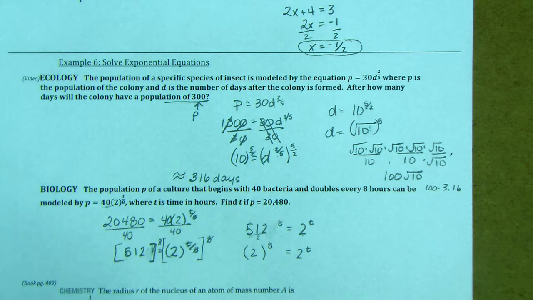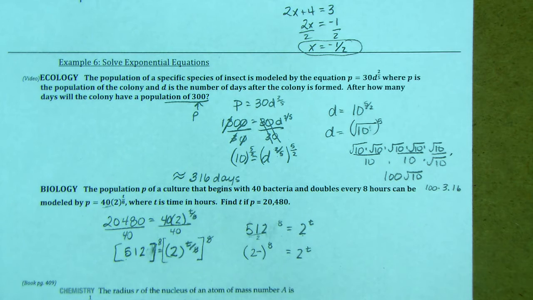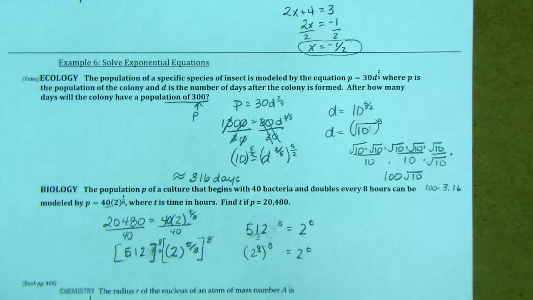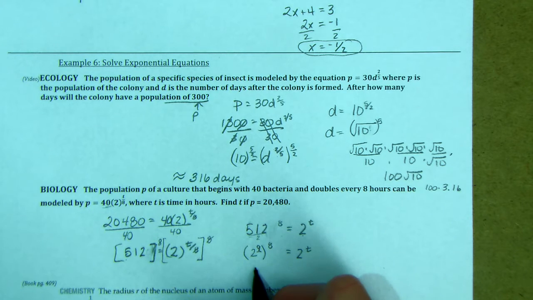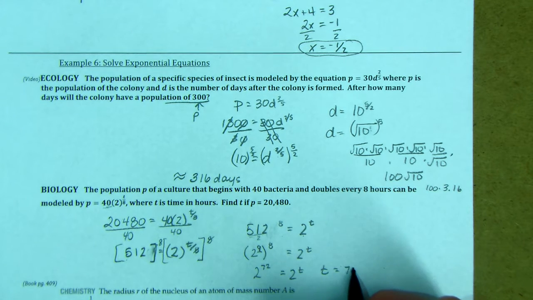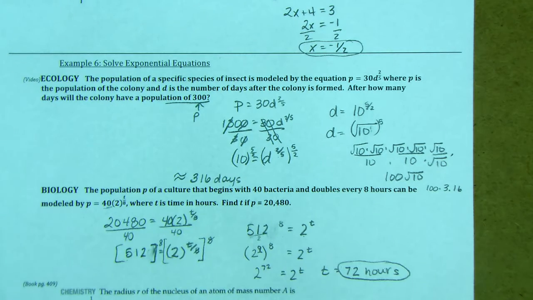So 512 is 2 to what power? 512 is 2 to the 9th power, and I found that out by simply plugging and checking. Now when I raise a power to a power, I multiply, so this is 2 to the 72nd and 2 to the T, which means T equals 72 hours. Sorry about that, you guys. Hopefully I didn't completely screw you up.